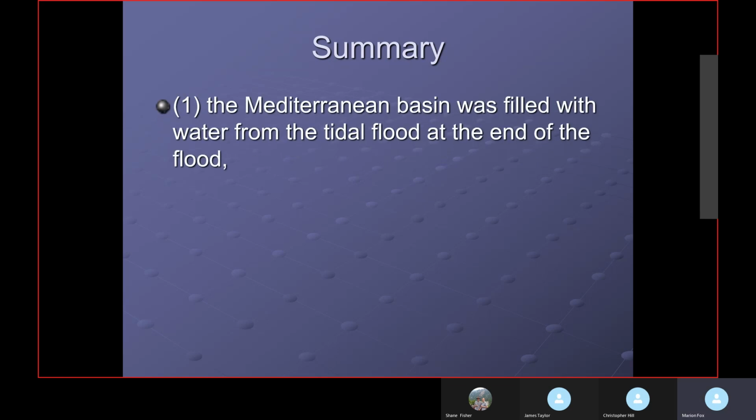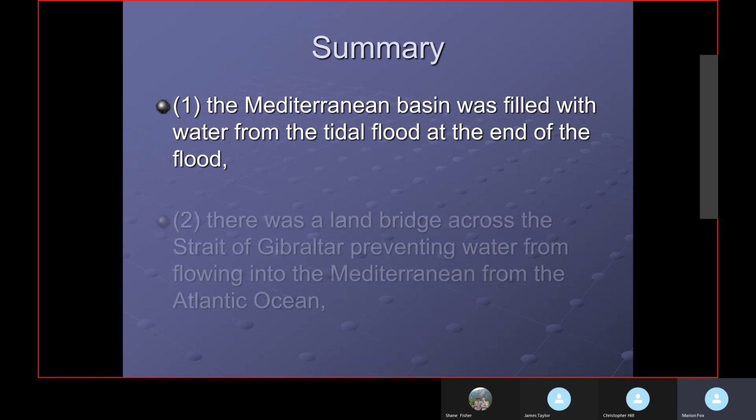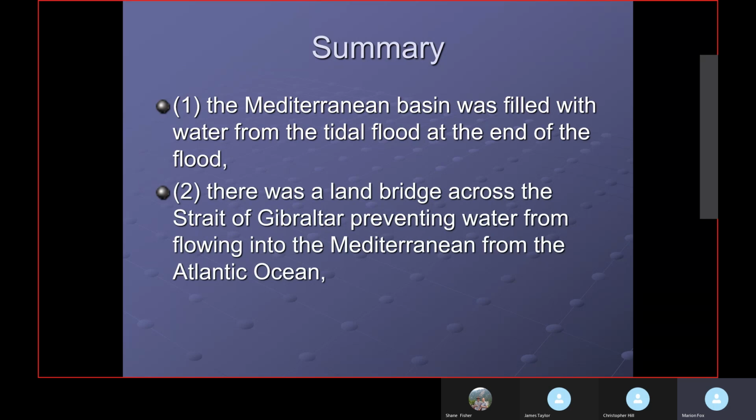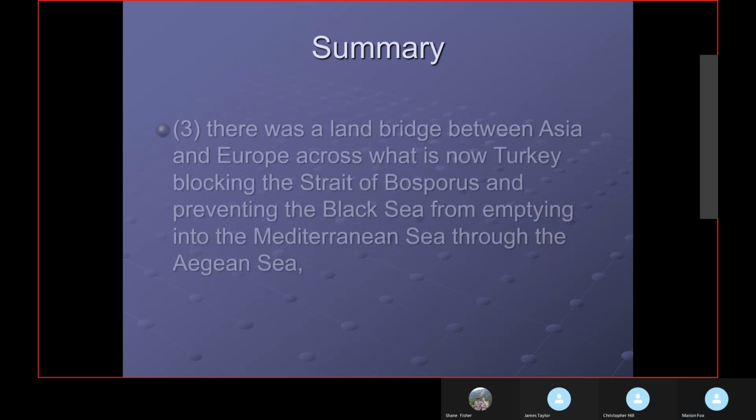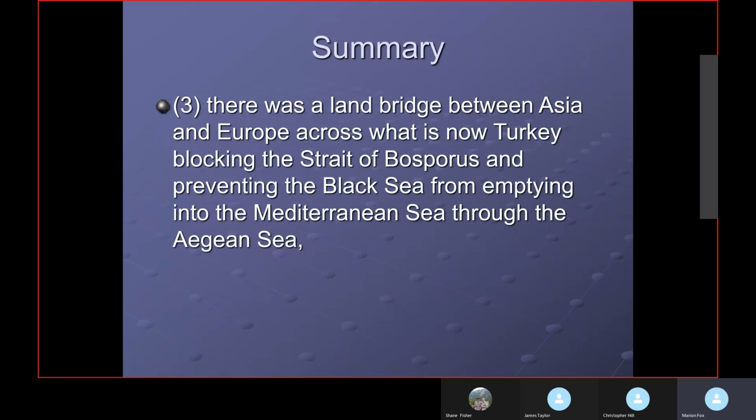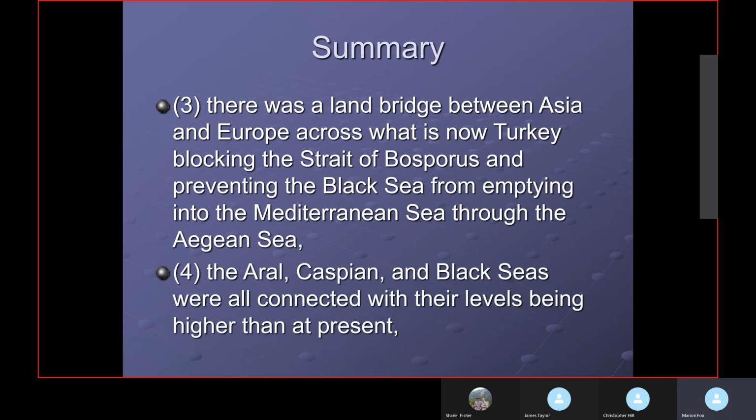Let me summarize this material that I have here. The Mediterranean basin was filled with water from the tidal flood at the end of the flood. That's number one. There was a land bridge, an isthmus, across the Strait of Gibraltar, preventing water from flowing into the Mediterranean from the Atlantic Ocean. There was a land bridge between Asia and Europe across what is now Turkey, blocking the Strait of Bosphorus and preventing the Black Sea from emptying into the Mediterranean through the Aegean Sea. Aral, Caspian, and Black Seas were all connected, with their levels being higher than they are at present time.